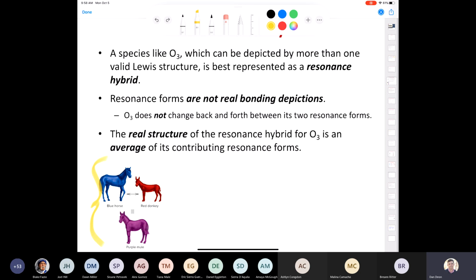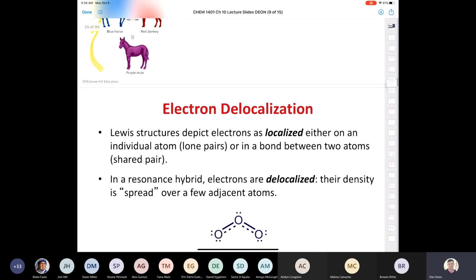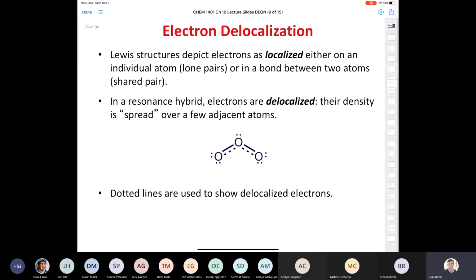The other analogy that she uses, I'm giggling just thinking about these, is she said, well, what if you have the color purple? The color purple is a mixture of blue and red. If you have a purple mule, you don't look at it in one second and it's red, and the next second it's blue. No, it's always purple. So that's what she means by a hybrid. Now, Jonah, this is what I'm getting at. The resonance hybrid that's drawn right here.